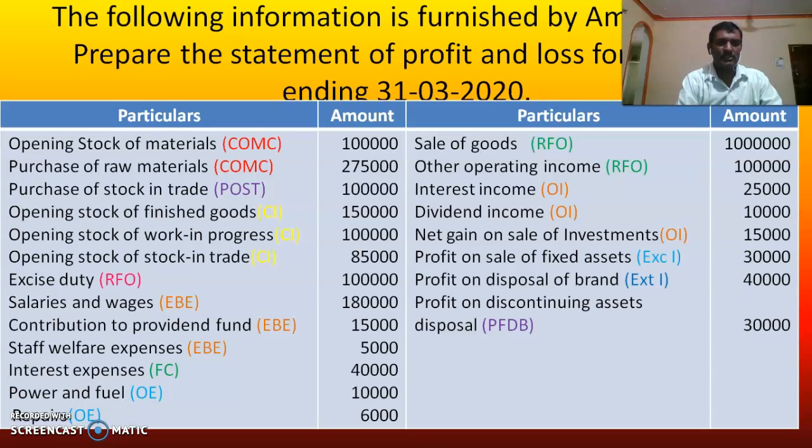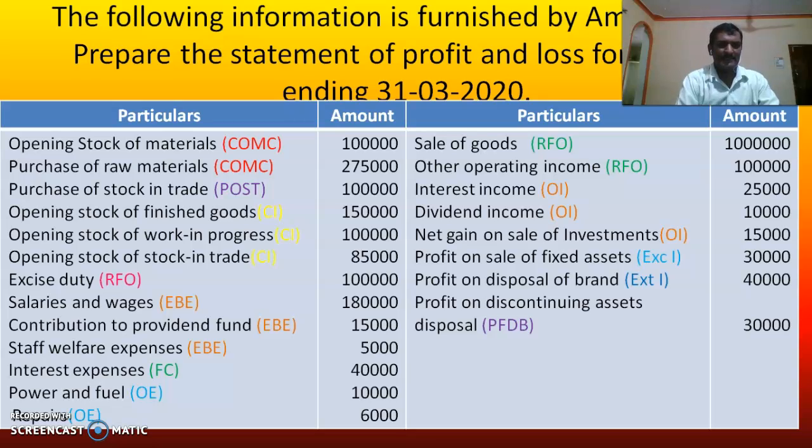Here opening stock of raw materials is there. It is an item of cost of materials consumed. Then purchase of raw materials is also a cost of materials consumed item. Then we have an item of purchase of stock in trade. Then opening stock of finished goods, opening stock of work in progress, opening stock of stock in trade, these are the items of changes in inventories.